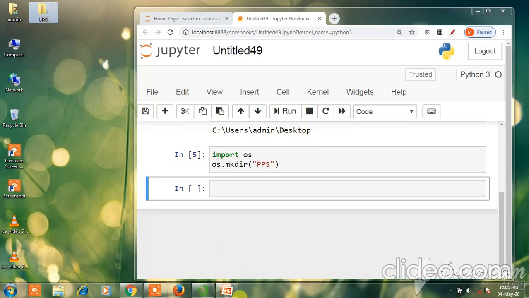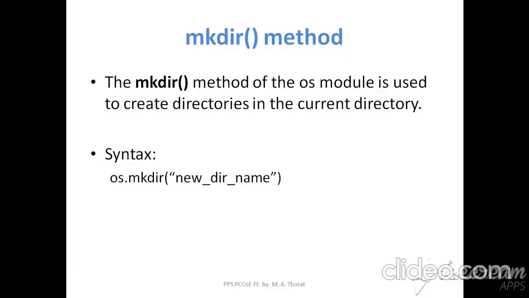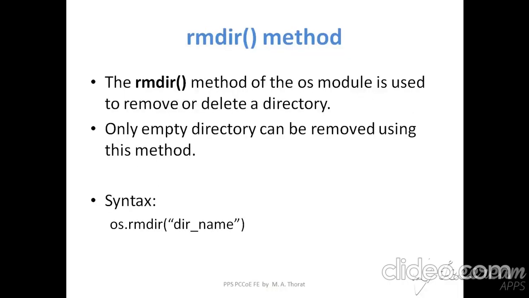Now the next method is the rmdir method. The rmdir method is used to remove the directory. Rm is nothing but remove, dir is directory. Just one condition is there for this method: you should first make your directory empty, and only then can we use this method to remove the directory. So we have to clear all the data from the directory first, and then we can use the method to remove or delete the folder from the current location.